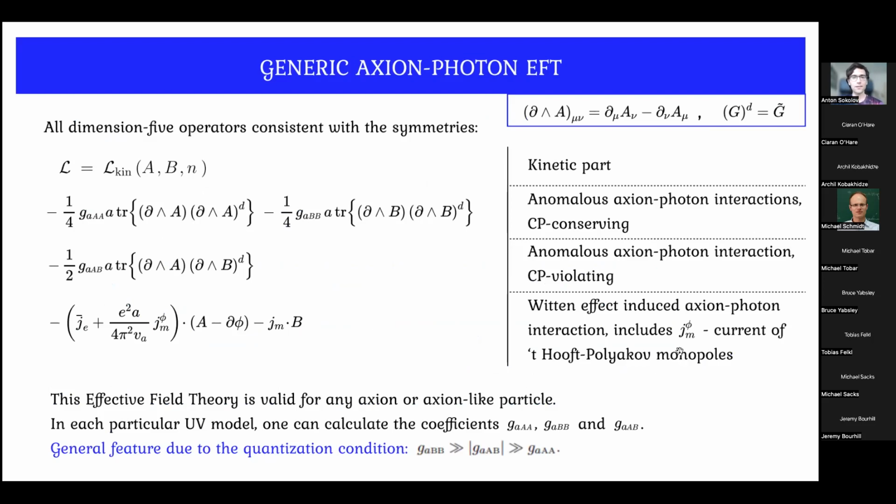And now, okay, let me briefly discuss phenomenology. Due to the quantization condition, the BB coupling is much larger than the AB coupling, and the AB coupling is much larger than the AA coupling. Again, because AA is proportional to the electric charge squared, AB to the electric times magnetic charge, and BB to the magnetic charge squared. So the magnetic charge is much larger than the electric charge. So this BB coupling is actually dominant.